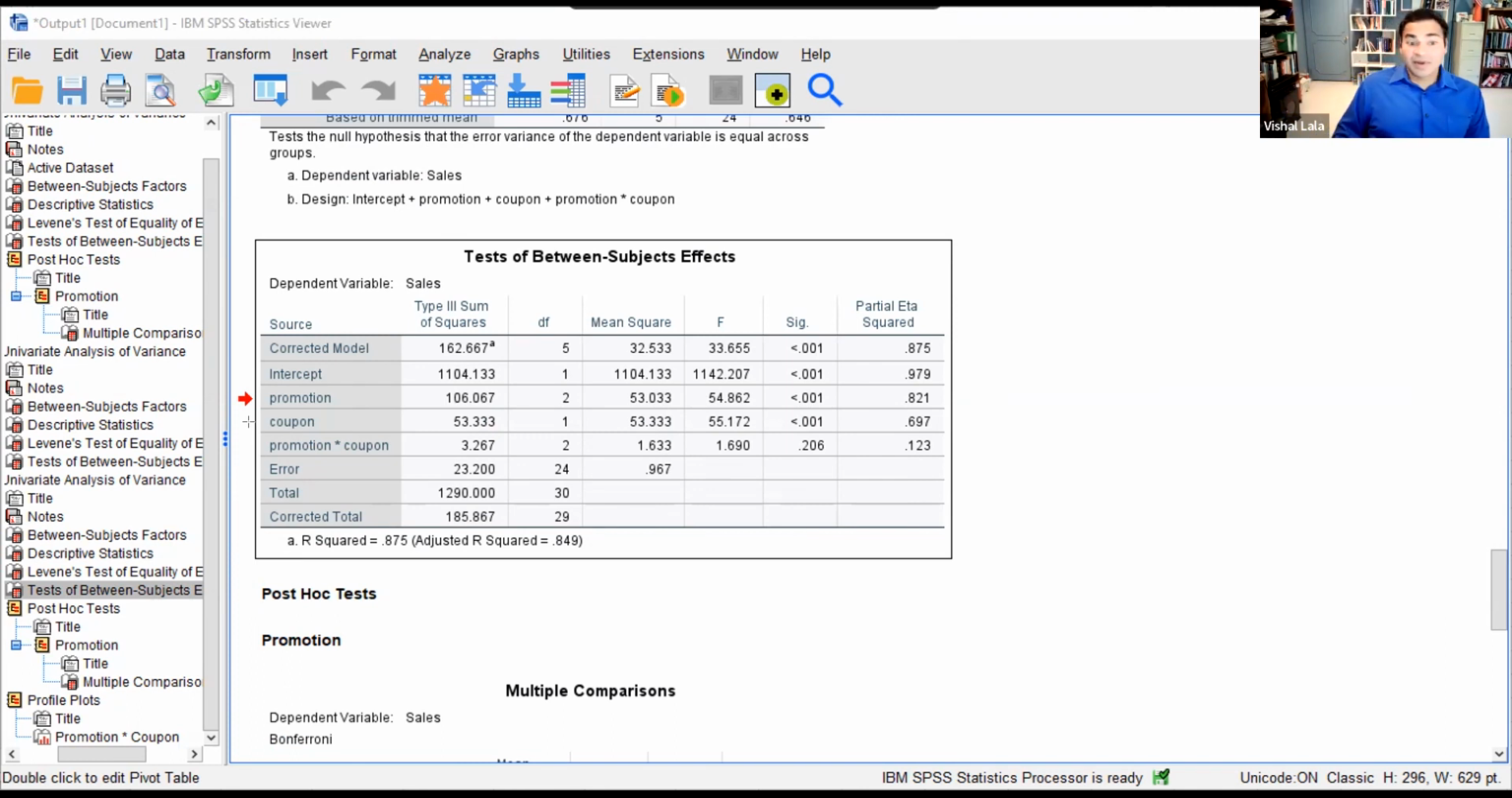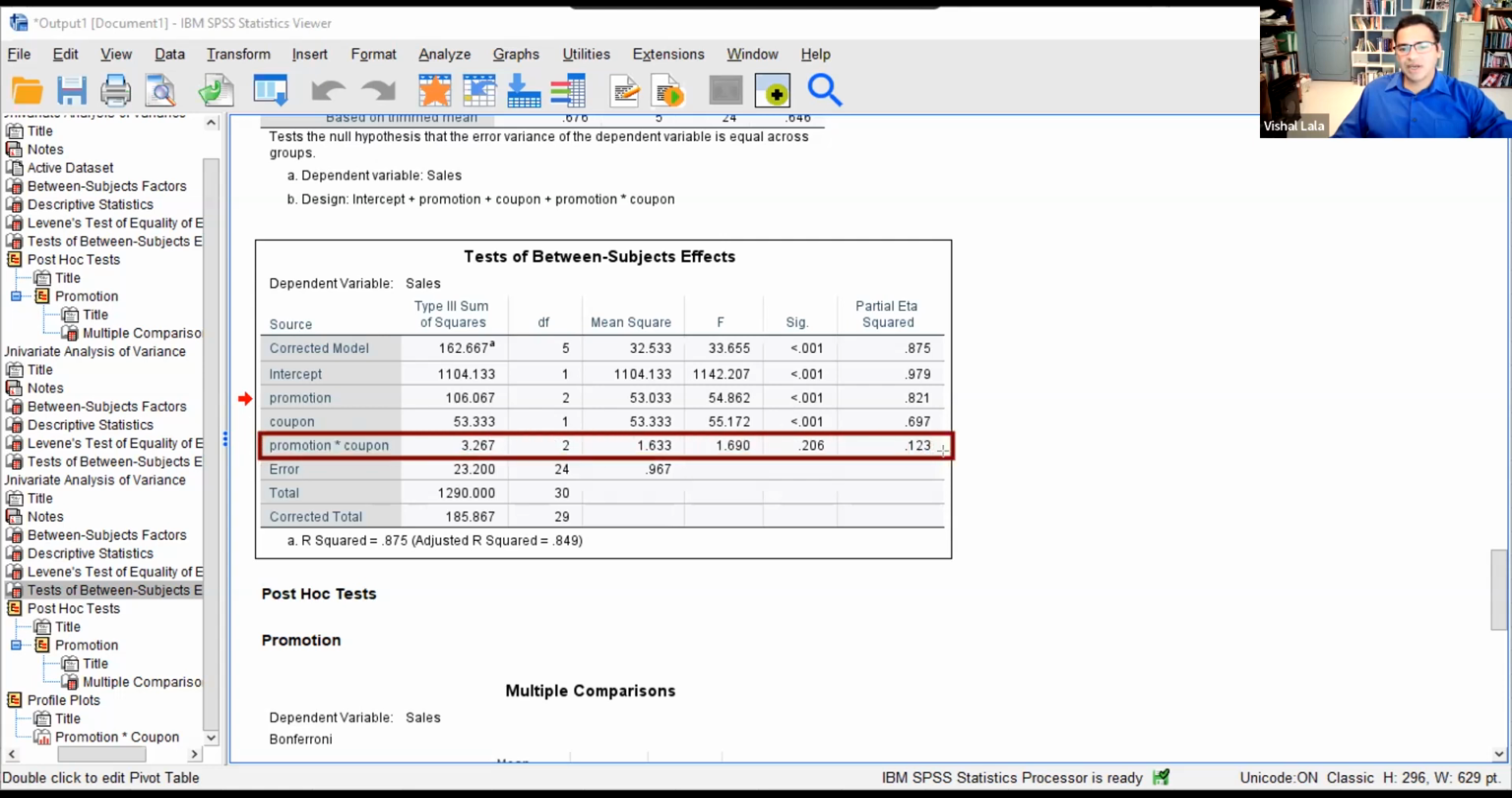So there's no row that says it's the interaction effect. So we're going to look around. If you recall, interaction is represented as a cross product of the two fixed factors. So look through the leftmost column, and you'll notice under source, there is a row for promotion star coupon. This is what represents the interaction effect. So we'll go along the right to our F value 1.69, P value 0.206. In other words, our interaction effect is not significant.